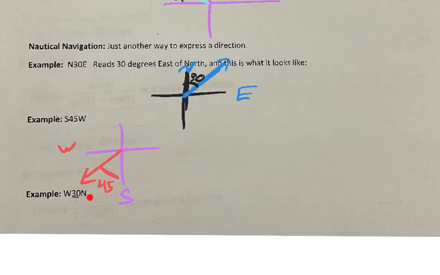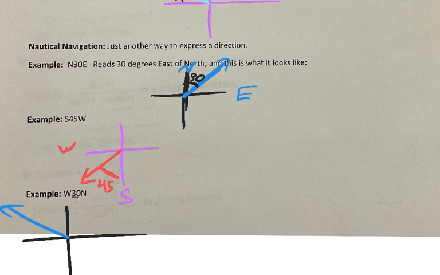Here we go. 30 degrees north of west. So we're starting due west, which is here. And I want to go 30 north. Means I'm heading this direction, which means where's my 30 go? We go back to the west. I've got the hang of it. 30 degrees north of west. Do we need more practice with these?